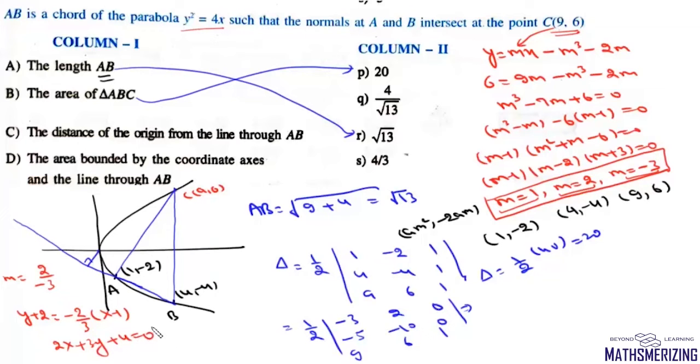Now we'll find its perpendicular distance from the origin. So the perpendicular distance from the origin will be 4 upon the square root of 9 plus 4, root 13. So it will be 4 by root 13. So C is matched to Q.